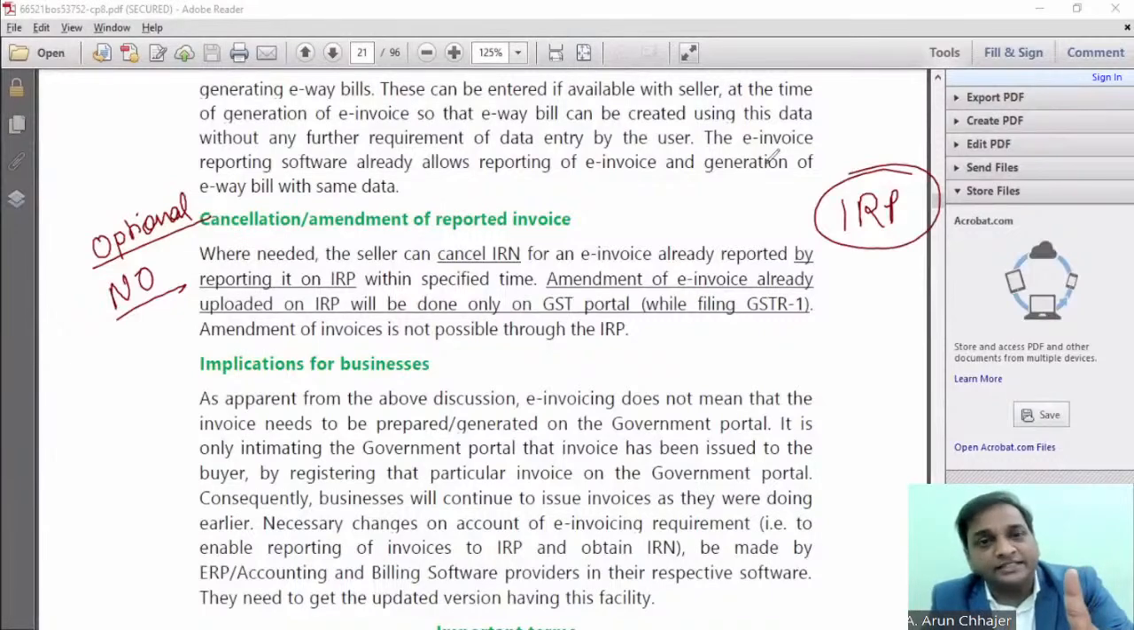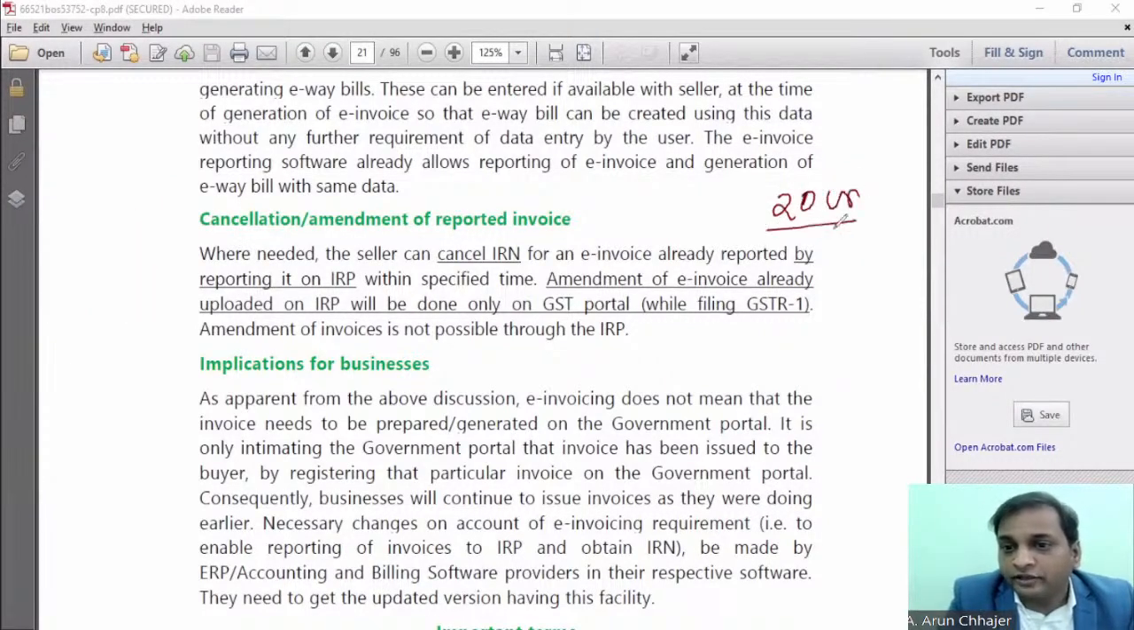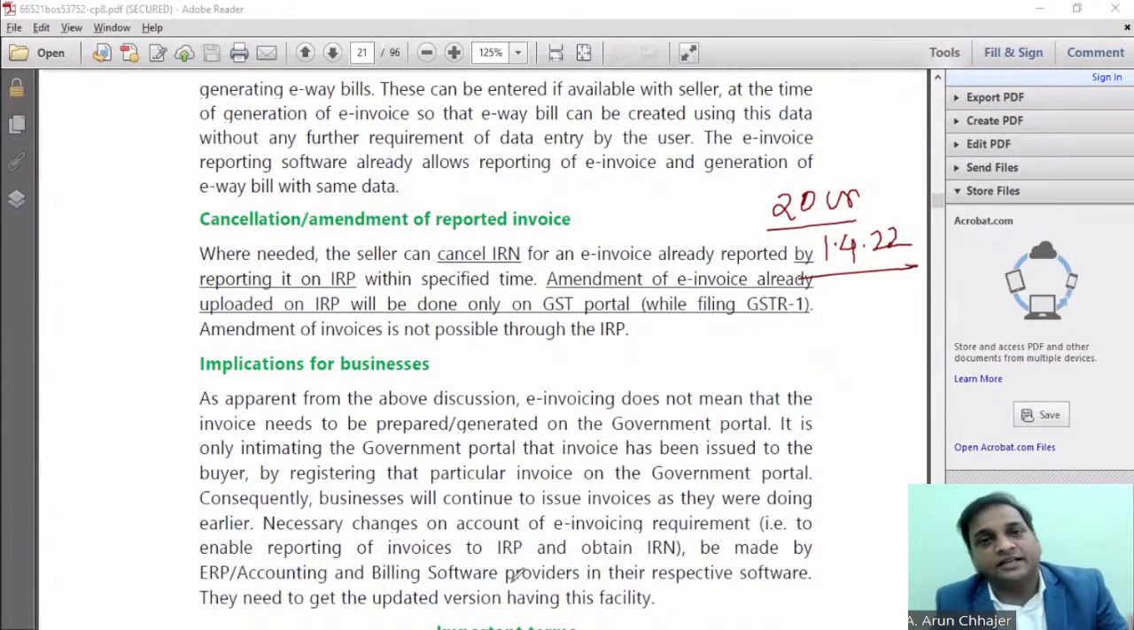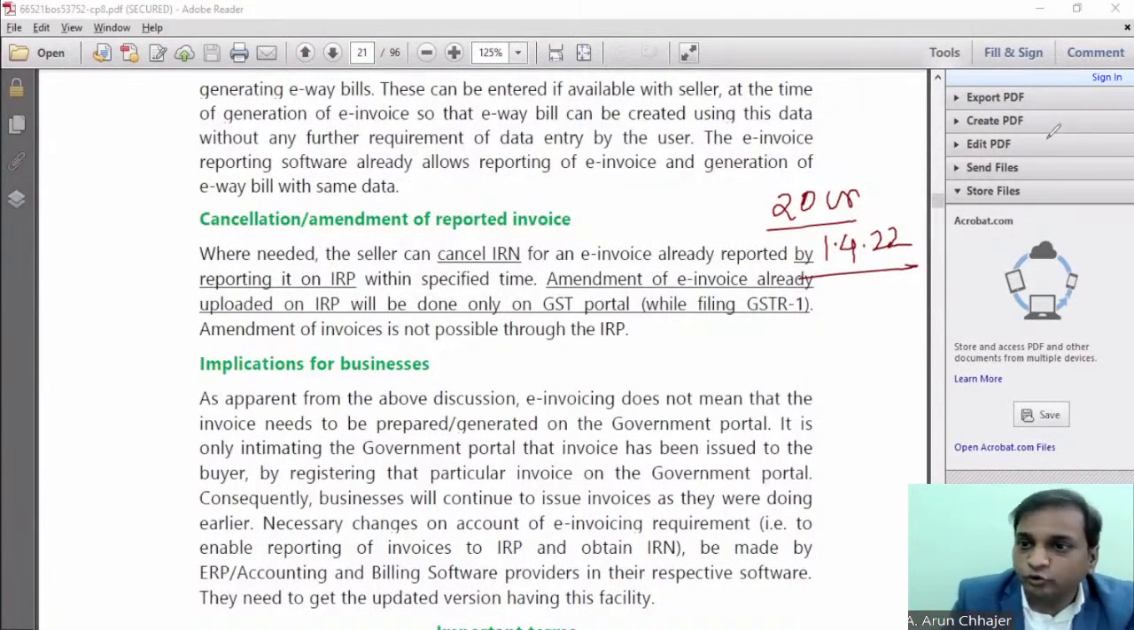Only for your knowledge, not applicable for exam. The limit is reduced to 20 crore from 1st April 2022. From next month, the provision says that in any of the financial year it is 20 crore. I am just sharing only for your updation knowledge. It is not required for exam. In the exam, you will need to consider 50 crore only.